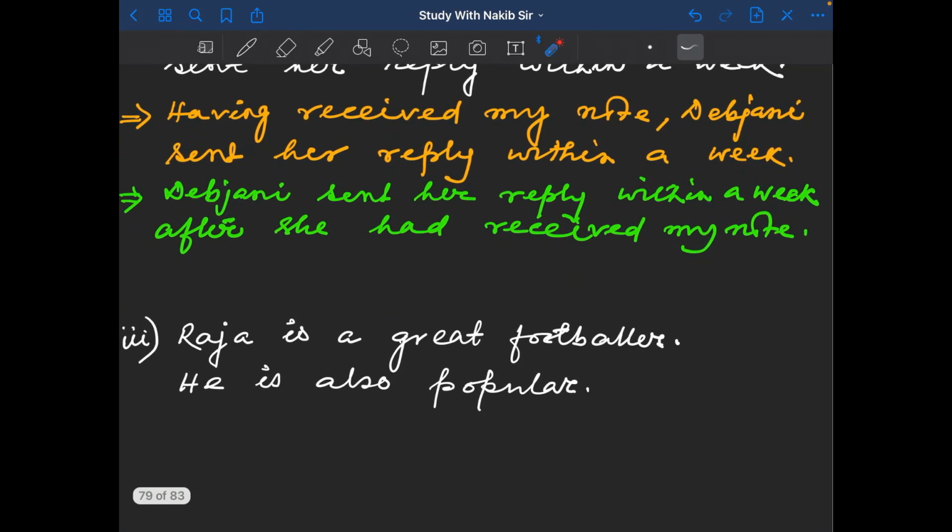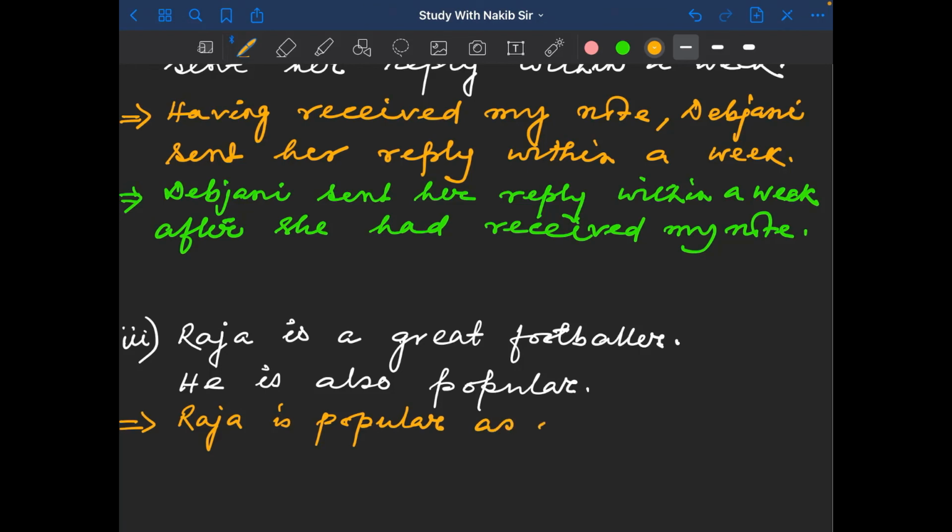So come to the next question and see what is there. Raja is a great footballer. He is also popular. You can combine these two sentences in many ways. See the first one. Okay, Raja is popular. Why? As or because he is a great footballer. He is a great footballer.